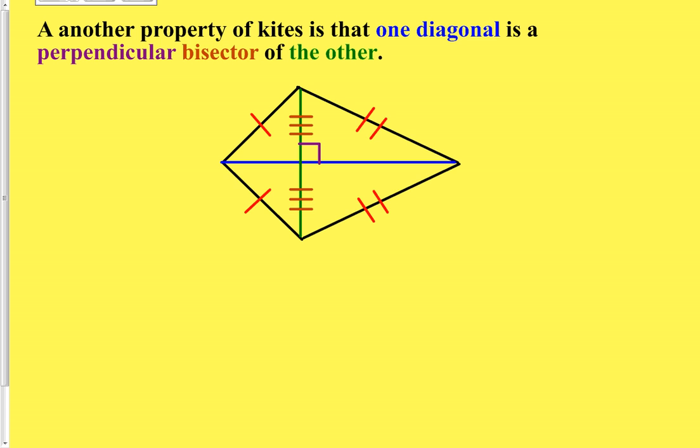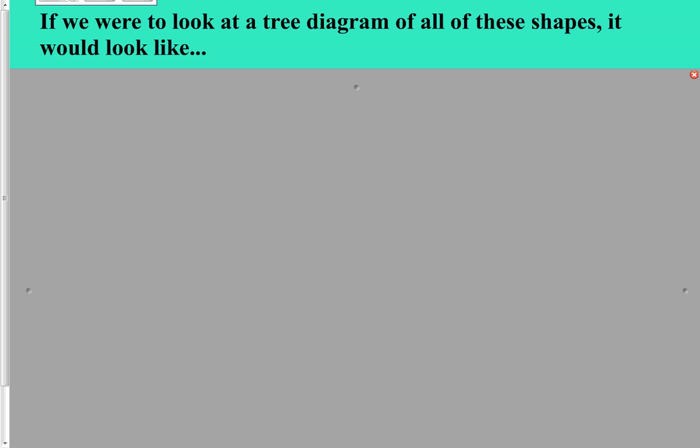Now, there are a lot of shapes that we've covered or reviewed here. So what I'm going to do now is look at a tree diagram that ties all of this together, and maybe gives you a visual of how all this stuff is related. If you look at a tree diagram of all these shapes, this is what it's going to look like. And this is definitely something that needs to be in your notes.